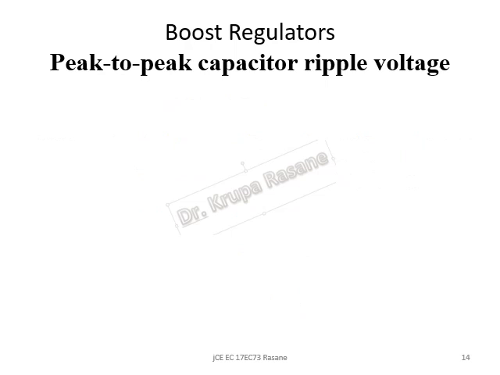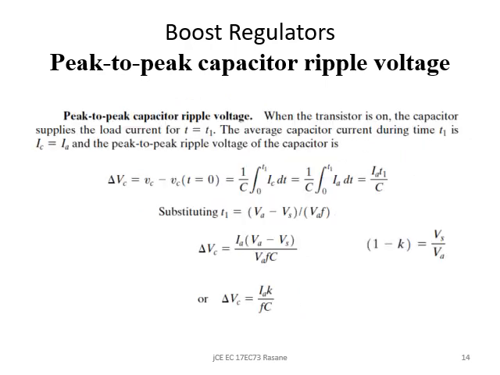Next, we have found the ripple current. Now we have to find the ripple voltage, so the peak-to-peak capacitor ripple voltage. Ripple current we get across the inductor, and the ripple voltage we get across the capacitor. So when the transistor is on, the capacitor supplies the load current, right, from 0 to T1.